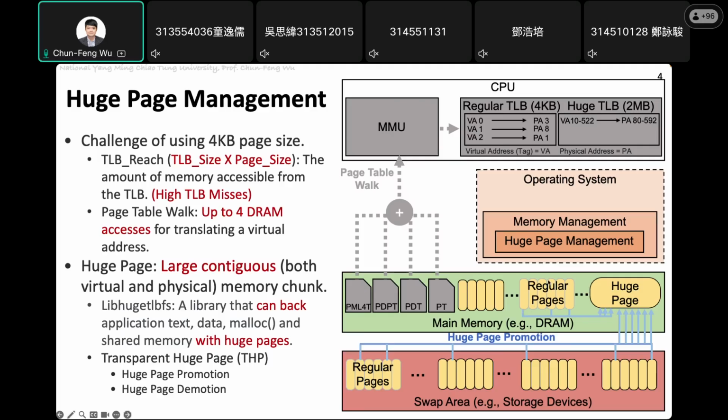So what we can do is the OS will check each related virtual address, and then we will get the physical address.